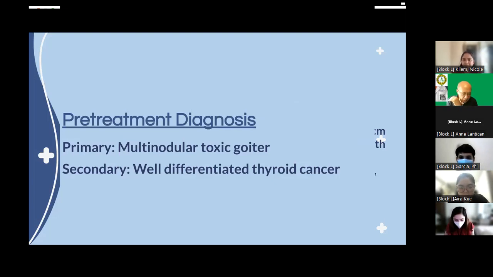Bakit? Anong basis nila? On PE daw, on history, PE, and imaging po, sir. Okay. Hearsay lang. Medyo po, sir, pero parang yun po yung sabi ng resident, sir.